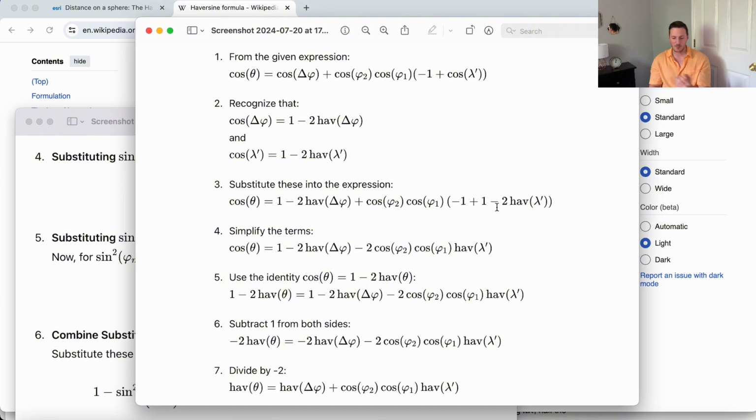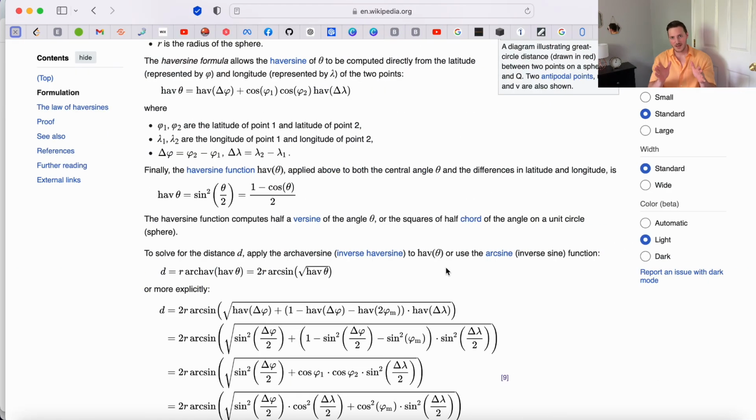A bit of tidying up here, because minus 1 plus 1 goes to 0 and goes away, and there's nothing too tricky going on here. You just keep subbing in for cos thetas, 1 minus 2 half thetas, and solve for half theta. And that gives you, at the very bottom, the equation which we want: half theta is half delta phi plus cos phi 2, cos phi 1, half, basically delta lambda. So there is the proof for the Haversine function.